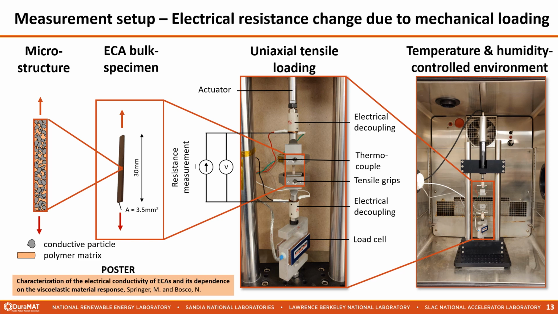To test this hypothesis, we have created a uniaxial tensile loading configuration with simultaneous electrical resistance monitoring. We use ECA bulk specimens, which are clamped via tensile grips that are electrically conductive, and use a 4-wire resistance measurement to sense any resistance changes inside the ECA. The grips are electrically decoupled from the remaining load frame. Below the sample, a load cell is mounted, and above, a linear actuator is connected to apply uniaxial displacement. The new load frame is placed inside an environmental chamber to control temperature and humidity.